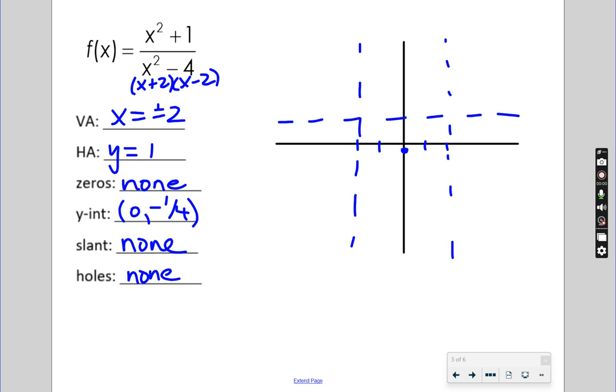So what do you get when you plug in 1? -2 over -3. Okay, so -2/3. So that's going to be like here. What do you get when you plug in -1? Same thing. They're both squared, right? I'm going to get the same thing over here.